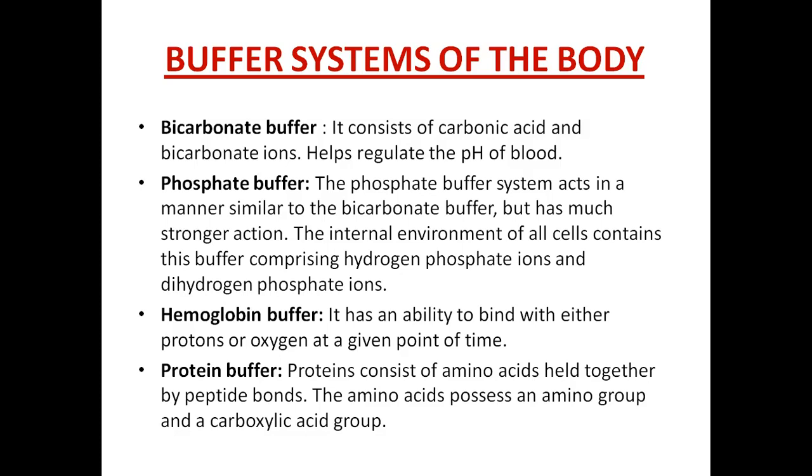The phosphate buffer is composed of hydrogen phosphate ions and dihydrogen phosphate ions. On conditions when there is an excess of hydrogen ions, or when there is acidity, the excess hydrogen enters the cells. It reacts with the hydrogen phosphate ions, which accept them. So the acidity is normalized. And during alkaline conditions, the dihydrogen phosphate ions accept the excess hydroxide ions that enter the cell. So this is how a phosphate buffer works.